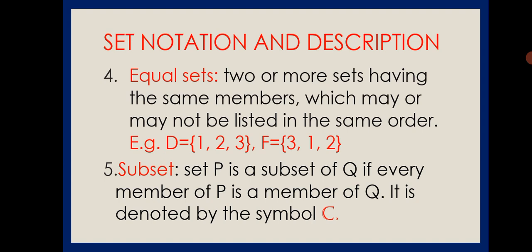The fifth one, subset. What is a subset? This scenario will help us get to know what a subset is. Set P is a subset of Q if every member of P is a member of Q. It is denoted by the symbol ⊂. But remember, anytime you see the symbol ⊂ between two sets, it tells us that it is a subset.